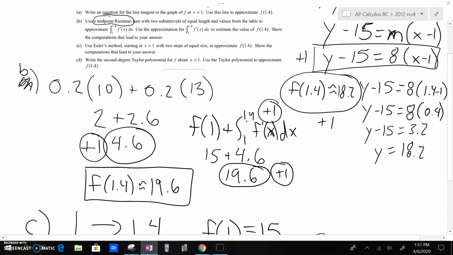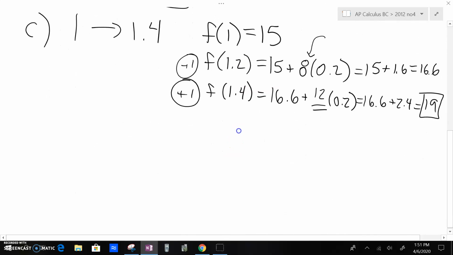The fourth way, part D, they're asking us to write a second-degree Taylor polynomial centered around x equals 1, and then use that polynomial to approximate f of 1.4. Okay, so a second-degree Taylor. Well, let's see.